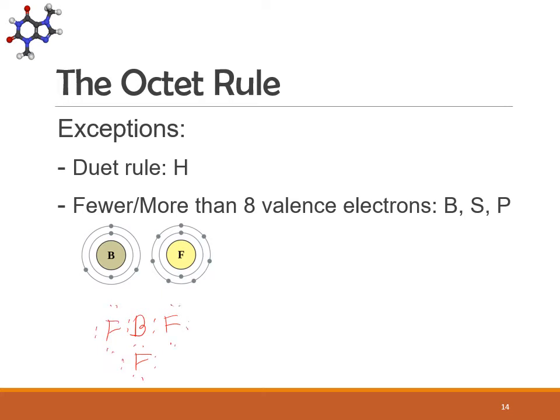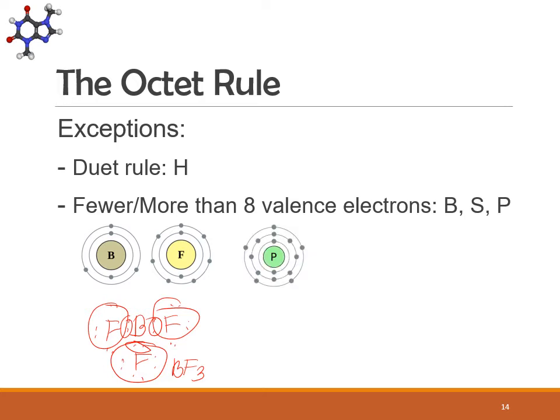This compound is boron trifluoride. Fluorine now has an octet for all 3 atoms. Boron has less than an octet, with 6 valence electrons. But it is stable because all its valence electrons are paired. Some atoms can go beyond 8 valence electrons to achieve stability.